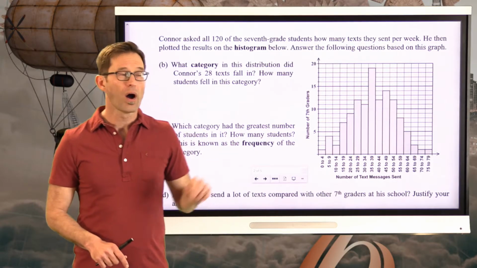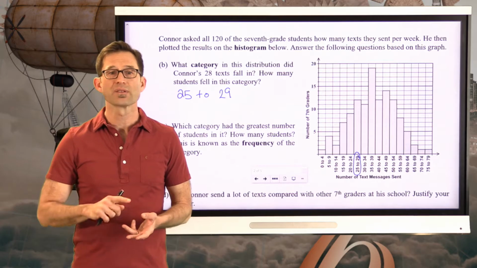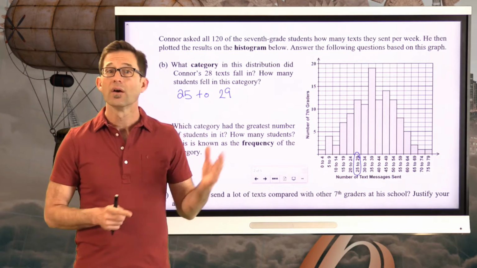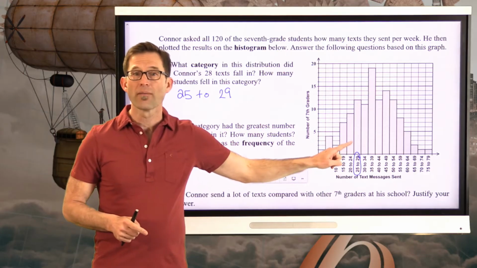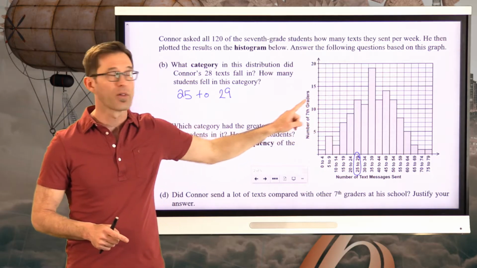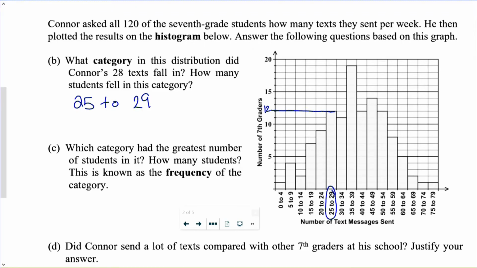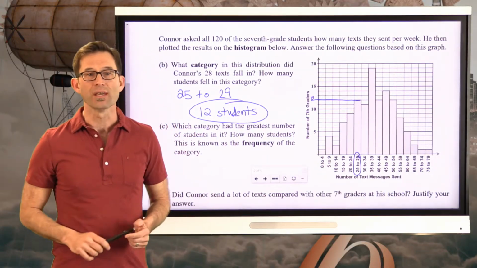Well, for Connor, his 28 texts fell in the category 25 to 29, meaning every single student that sent 25, 26, 27, 28, or 29 texts fell into this category. Now, how many of them actually fell into this category? That's where I'm going to look up here at the top of the bar, and I have to be kind of careful as I go over, but as long as I can read the chart off pretty accurately, I will find that 12 students fell into that category. 12 students.